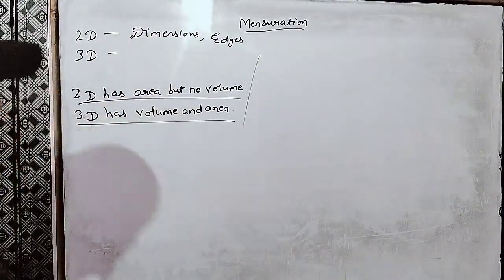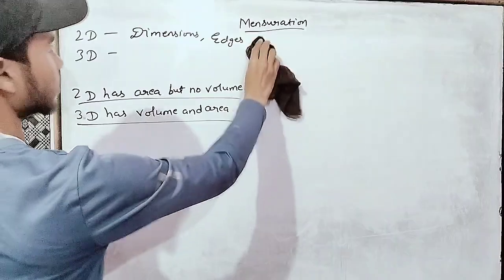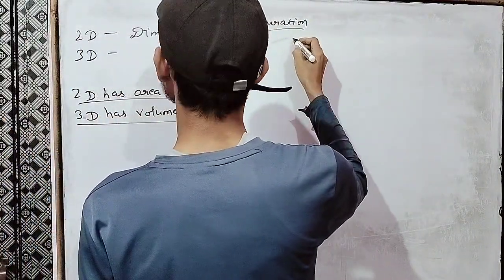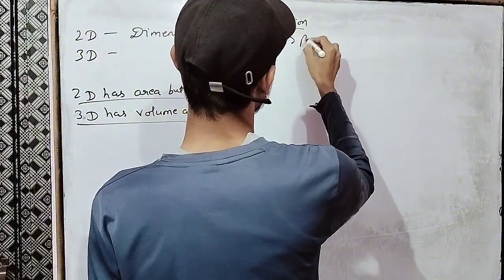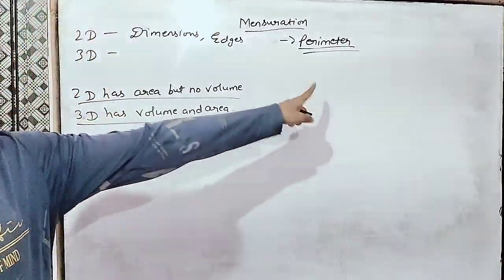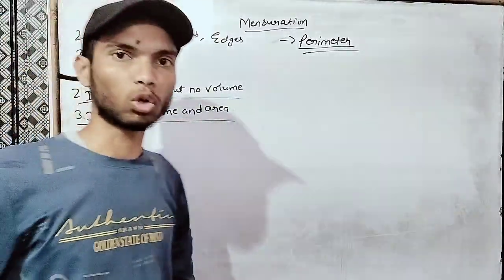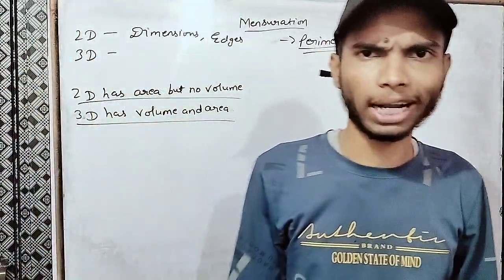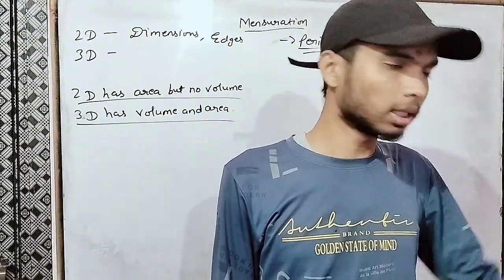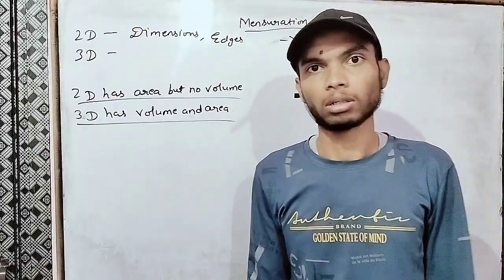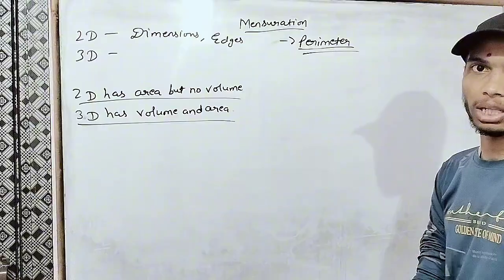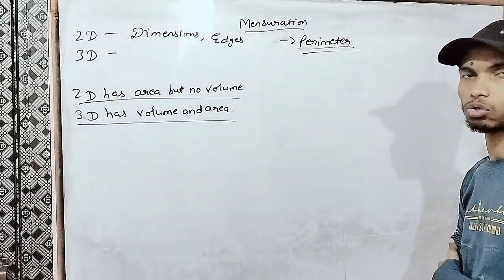What is a perimeter? What is the meaning of a perimeter? It says that the total length of a circumference or boundary of a shape is calculated together. Then we get a number, which is the total length of the circumference of a shape.